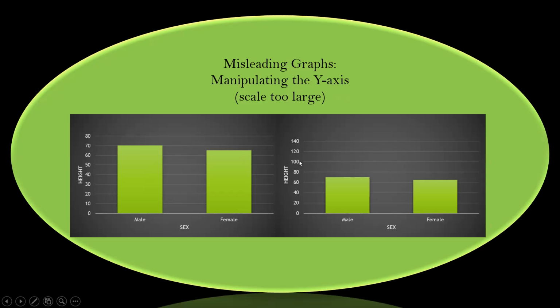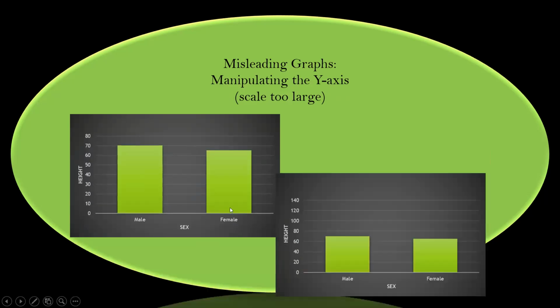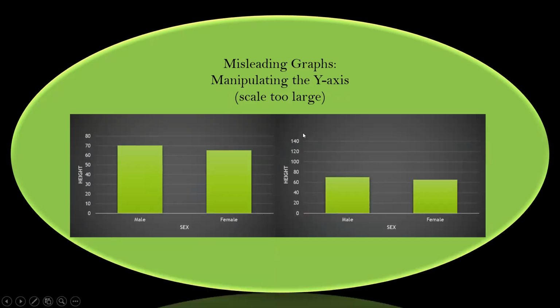So if you want to exaggerate the difference between two groups, sometimes you can do that by not starting at 0. If you want to diminish the difference between two or multiple groups, sometimes you can make your y-axis just extraordinarily large, and it's going to flatten out that difference, even though the actual data is still accurately represented visually. It's a little misleading, in my opinion.